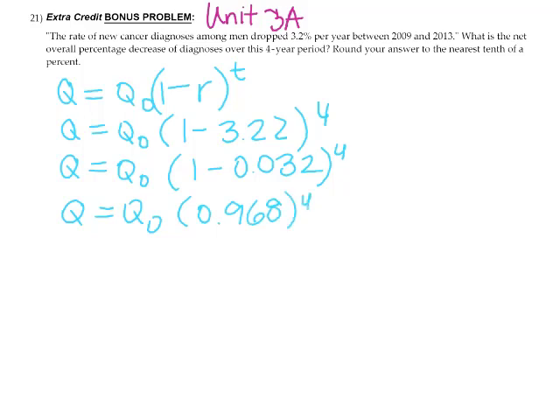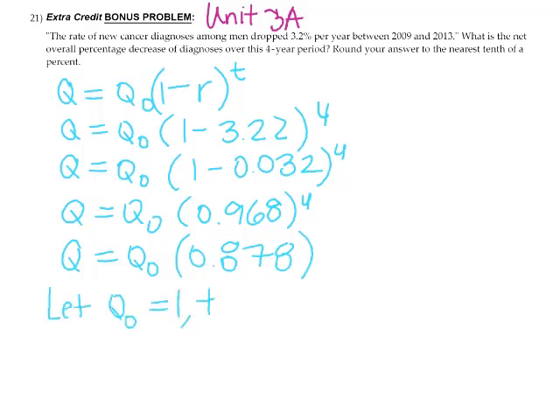And then we'll simplify that further to 0.878. And then we are going to let Q naught equal 1. And then Q is equal to 0.878. Okay, so if that's the case, we're going to subtract Q naught, our initial value, at 1 by 0.878.